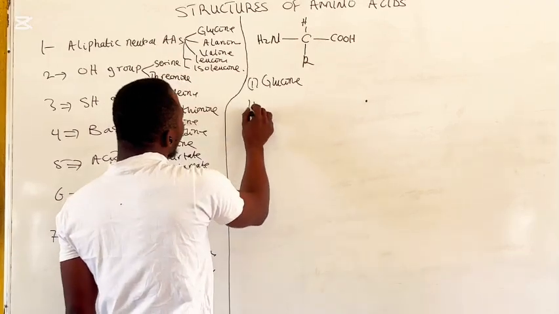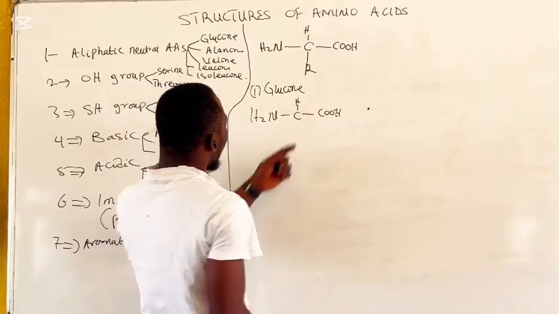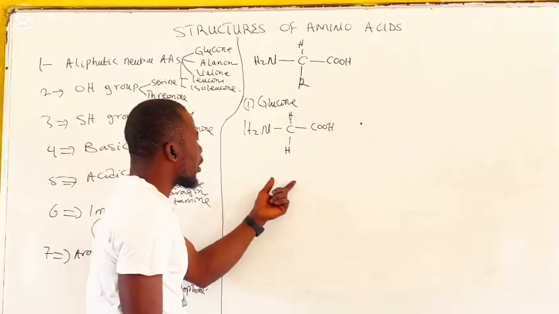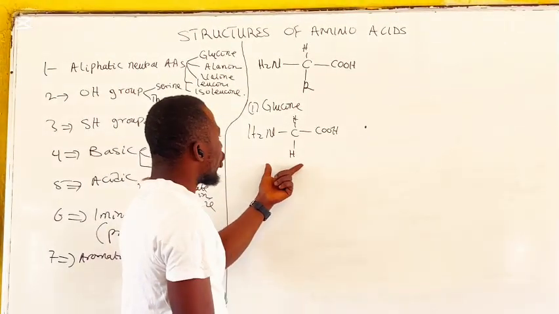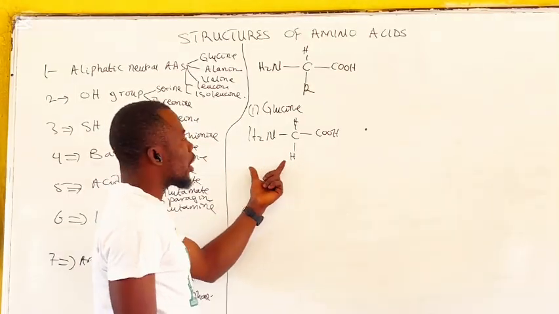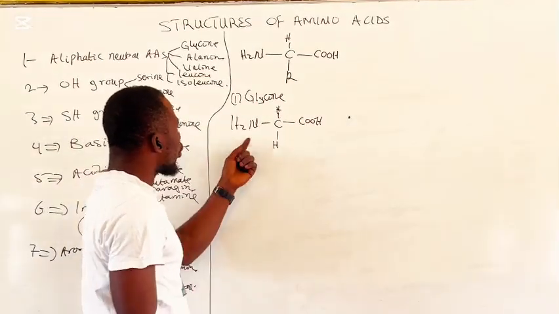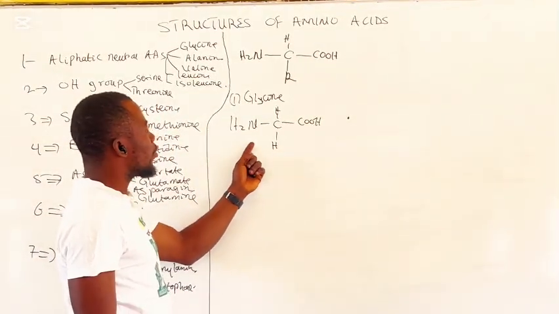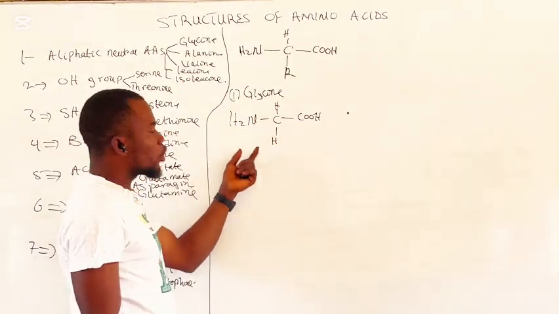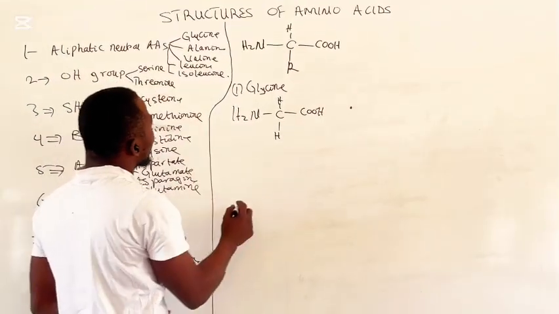The structure of glycine: the R group of glycine is hydrogen. This is the reason why glycine does not undergo optical activity, because it does not have any chiral carbon atom. A chiral carbon atom is a carbon atom that is bonded to four different groups. In the structure of glycine, the carbon is bonded to an amino group, a carboxyl group, but two same hydrogen atoms. So it does not have any chiral carbon atom. So this is glycine. The next one is alanine.